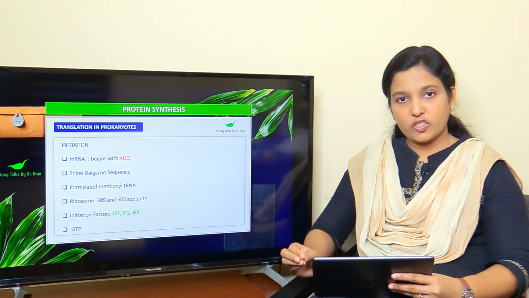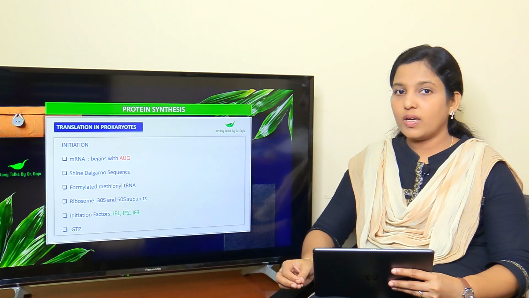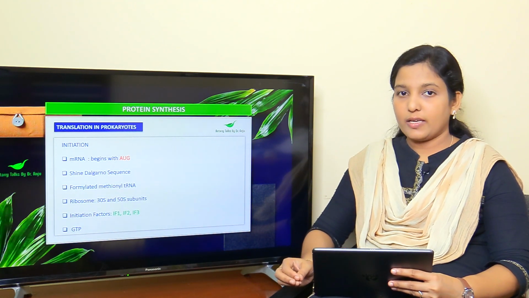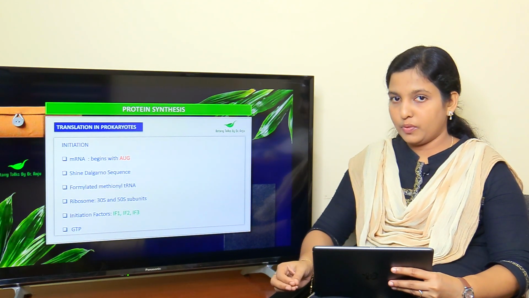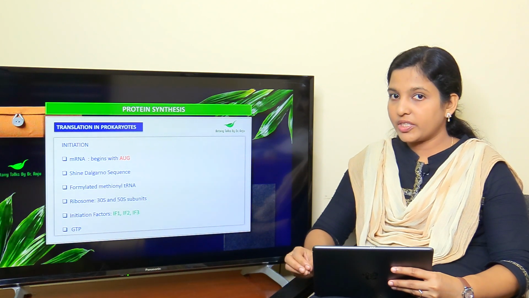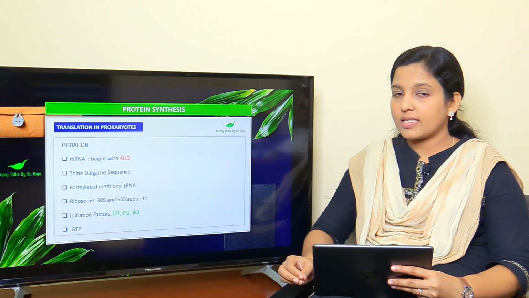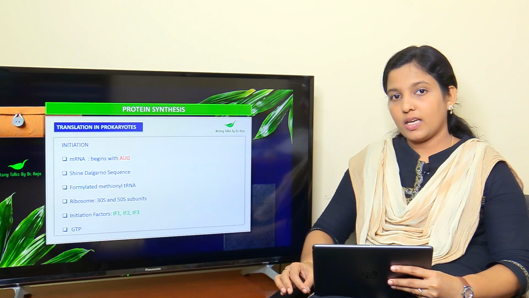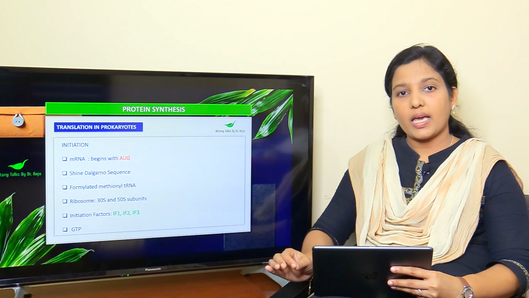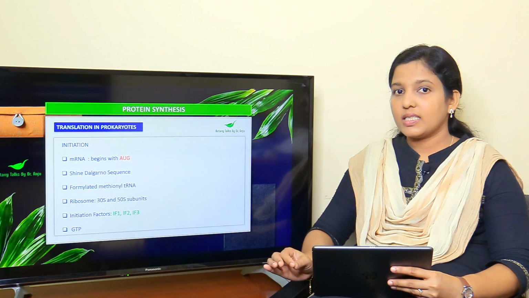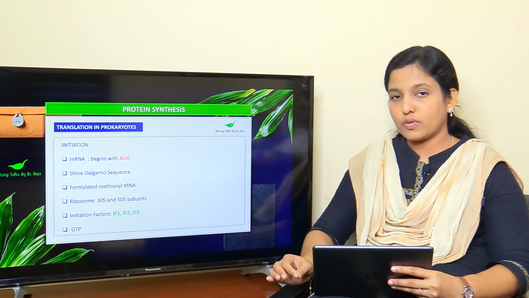IF2 is very much required for binding of fMet-tRNA to the P site of the ribosome. Next, IF3. This is the component which binds to the 30S ribosomal subunit and attaches itself to the Shine-Dalgarno sequence of the mRNA and initiates the translation process. IF3 associates with the 30S ribosomal subunit, IF2 associates with fMet-tRNA, and IF1 associates with the 30S ribosomal subunit.